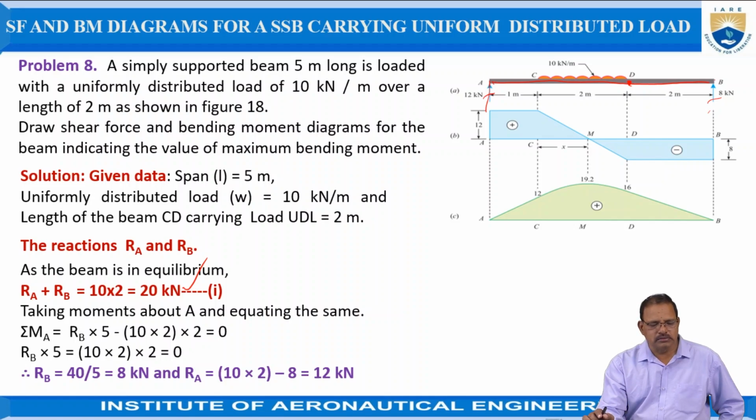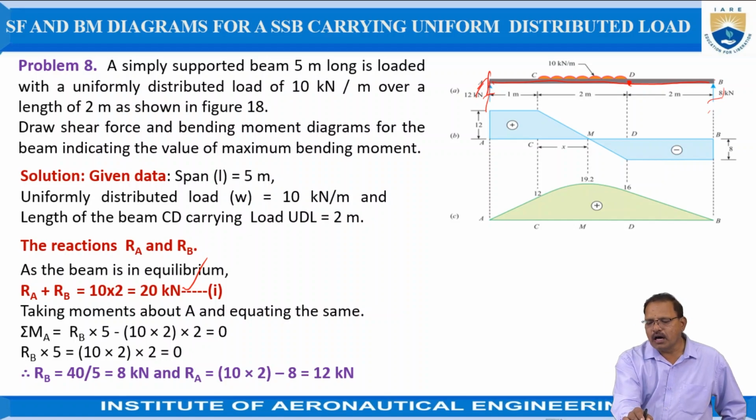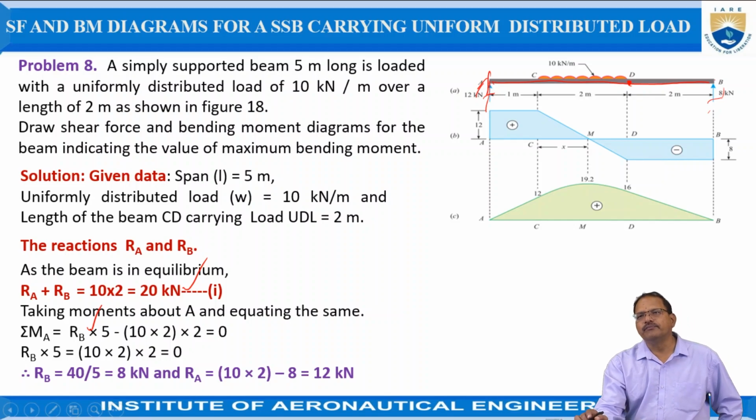Now, taking the moments about point A and equating the same to 0, because according to equilibrium, the moments created by all the forces at any point on the beam should be equal to 0. When I take the reference point as A, how many forces are acting? One is RB, acting upward, and the load is acting downward. While taking moments, the forces which tend to rotate the body in the counterclockwise direction are treated as positive, and the clockwise direction is treated as negative. According to the relations, RB into 5 minus 10 into 2, this is the force acting.